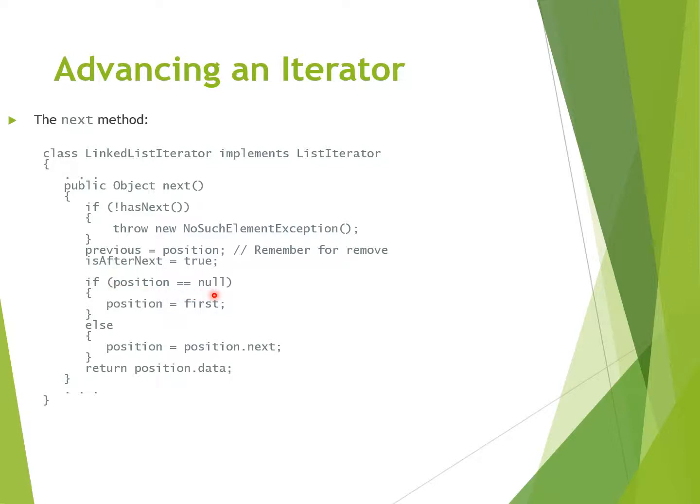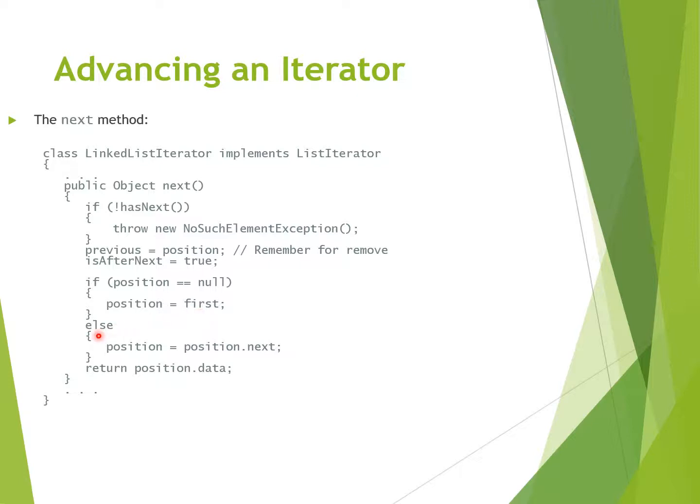Then if the position is null, which means that the current position has been null, so position has to refer to the first node in the linked list. This is just for the first next method call. If you remember, the constructor of linked list iterator initialized the position to null. So if the position is null, it means that we have just called next method. So position should refer to the first node in the linked list. If the linked list is empty, therefore, then the first is null. So there's no problem if we have an empty linked list.